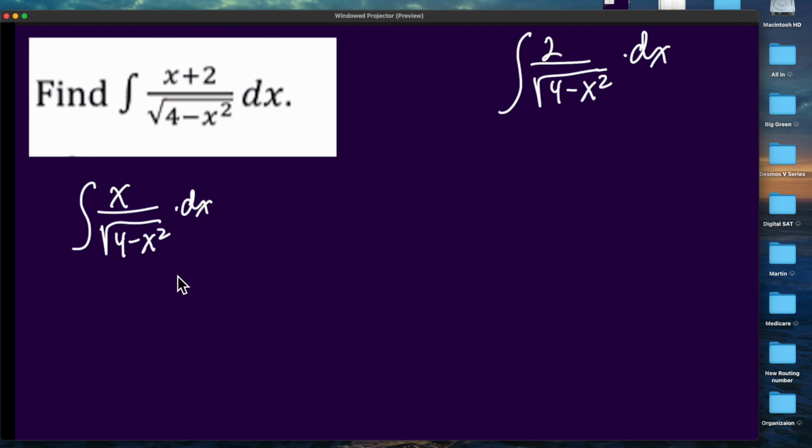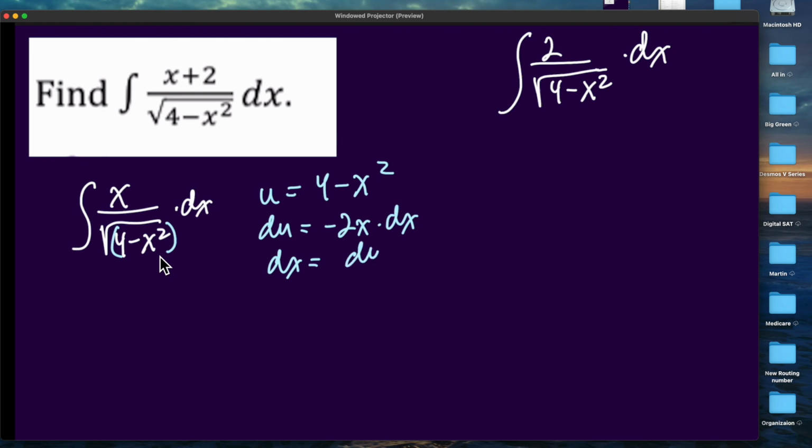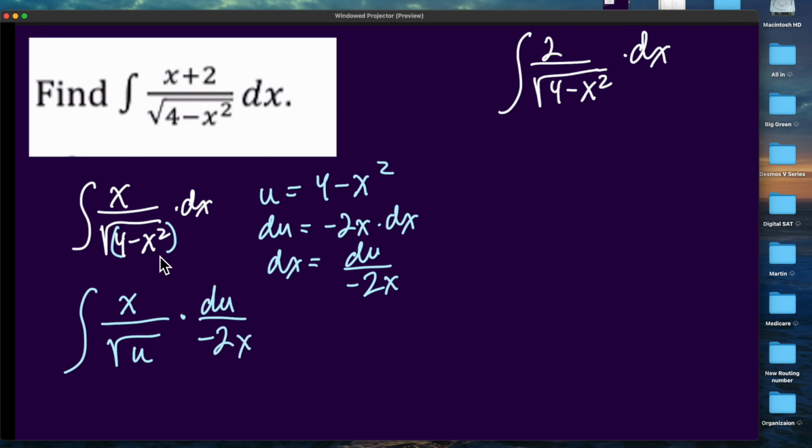So here we're going to use routine u substitution. We're going to let u equal 4 minus x squared, as we often do. We often let u equal what's within a function. When we take our du, we're going to get negative 2x dx, and our dx is going to equal du divided by negative 2x. As we rebuild this radical, we're going to have x in the numerator over the square root of u. This dx is going to be replaced by du over minus 2x. Okay, that used to be dx.